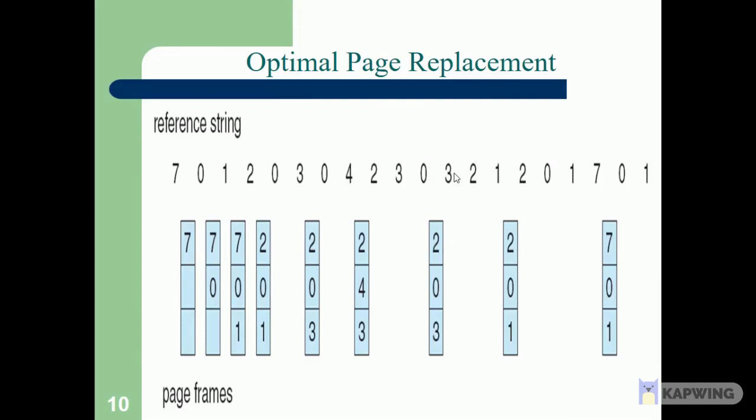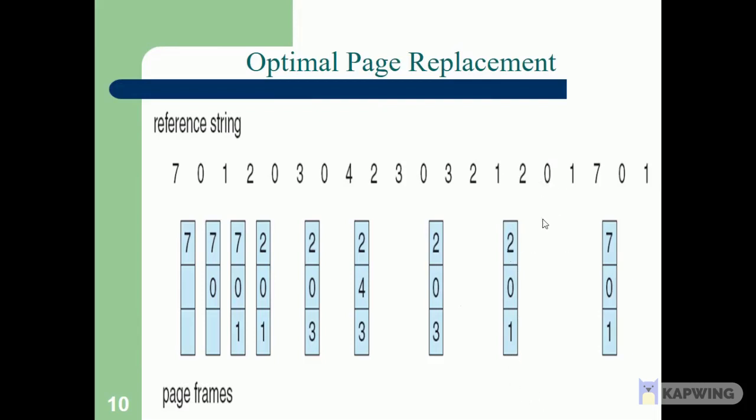Then next is your 3, so no page fault. 2, no page fault. Now 1 page fault occurs. 1 is not there in our frame, so page fault occurs here. So what will we replace? We are having 2, 0, and 3. So 2 comes immediately and 0 comes after that. 3 is not there in our future, so we will replace 3. So 3 will be replaced with 1 here. So total number of page fault is now 8.